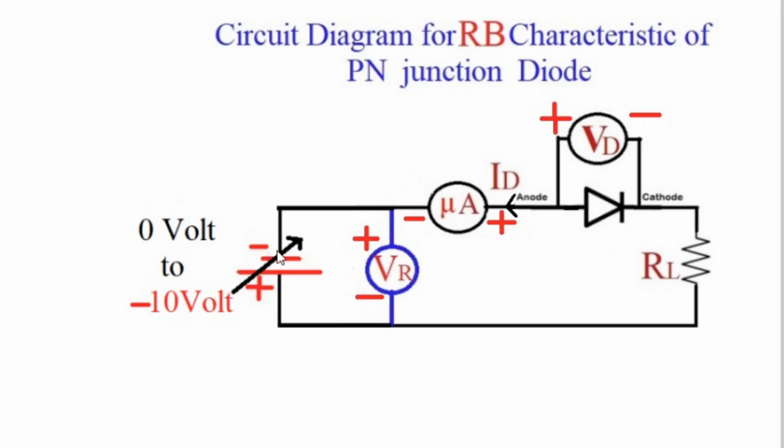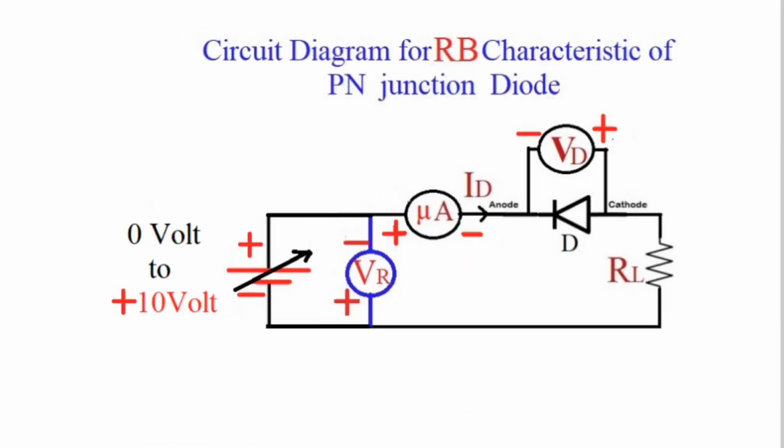On the left hand side, the battery is now shown as 0 to minus 10 volt, because the upper terminal of the battery is minus and the lower terminal of the battery is plus. That's why the battery is marked as 0 to minus 10. And the voltmeter is connected such that the positive of the voltmeter is to the negative of the battery and the negative of the voltmeter is to the positive of the battery. This case is only reverse as compared to the previous case.